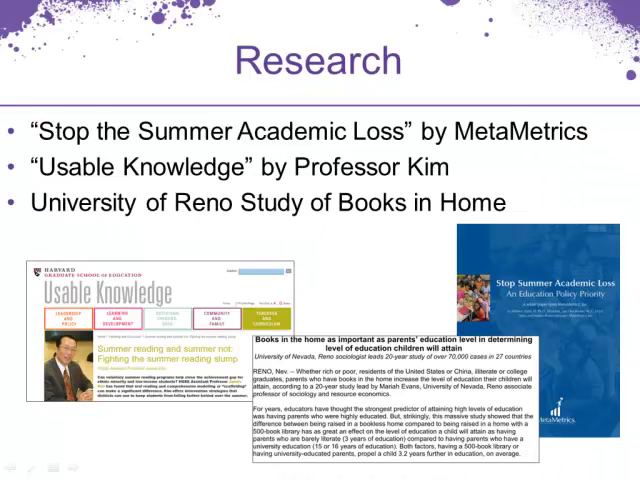There are several reports that are out that talk about minimizing summer slide. Researchers such as MetaMetrics or studies done by individuals like Professor Kim out of Harvard University talk about providing students choice and access to text at their reading level. According to a University of Reno, Nevada study, having a 500-book library propels a child 3.2 years on average further in education. So basically, parents or families who have books in the home increase the level of education that their children will attain.